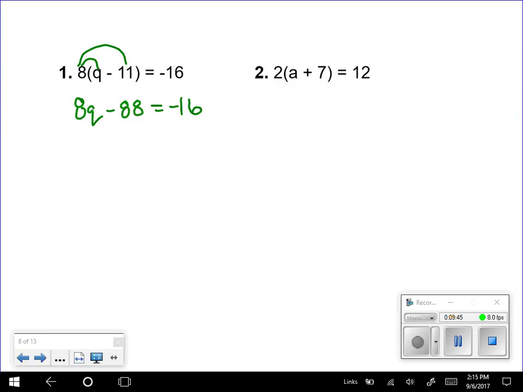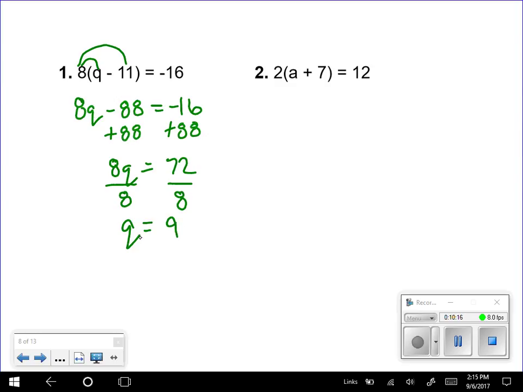From here, now I should be able to solve this problem like any problem that I did previously in the video. So I'm going to work with my addition and subtraction first. I'm going to add 88. So I have 8q equals... I have different signs, so I'm going to have to subtract. 88 minus 16 is positive 72. And then I'll divide by 8 on both sides to get q by itself. So q would equal 9.